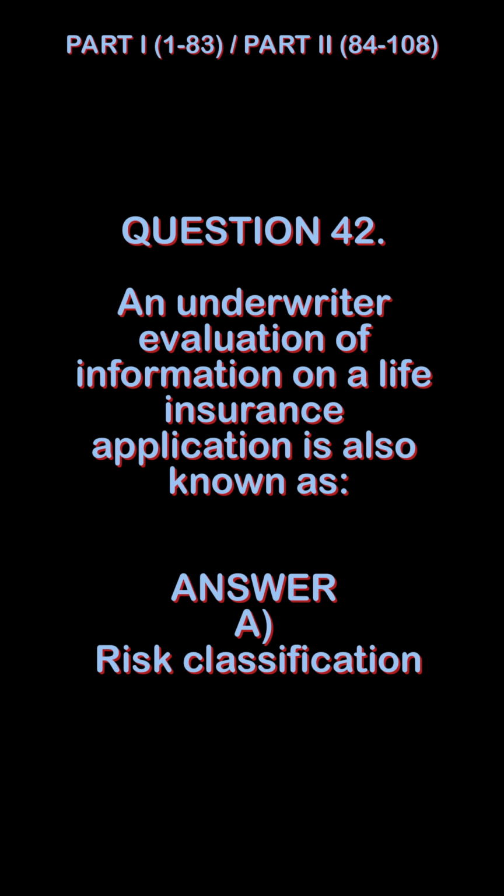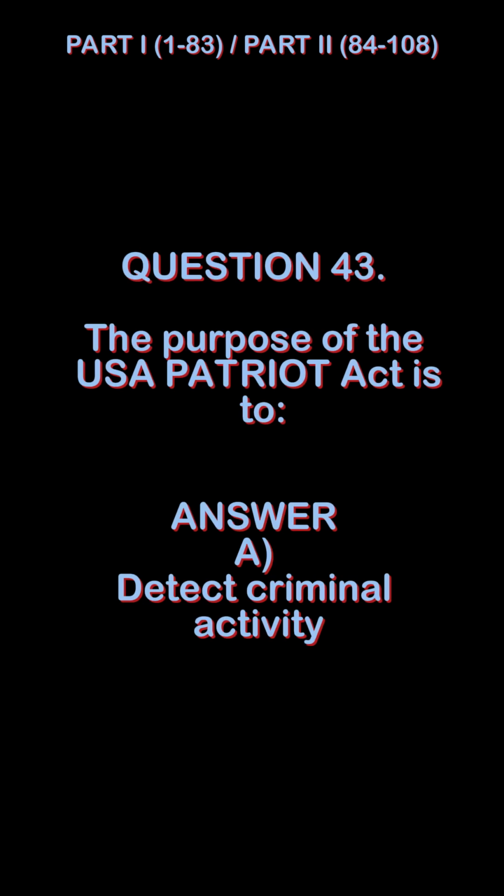Question 42. An underwriter evaluation of information on a life insurance application is also known as. Answer: A. Risk classification. Question 43. The purpose of the USA Patriot Act is to. Answer: A. Detect criminal activity.